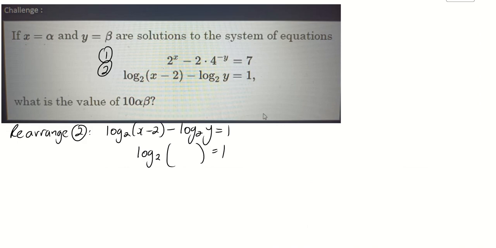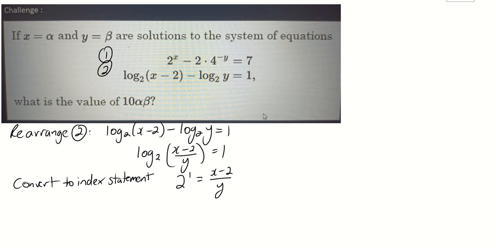So I know that if I'm subtracting logarithms with the same base, I can divide the two numbers. So x minus 2 divided by y, and then I can convert this to an index statement. You can do this using the conversion rule on your formula sheet, and then that looks like something I can probably rearrange for either x or y. Looking back up at equation 1, where it's going to go into, I'm probably going to rearrange this for x, just because I want to put it in there and not have to worry about the negative sign in equation 1.